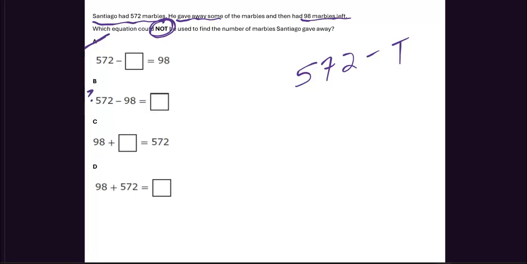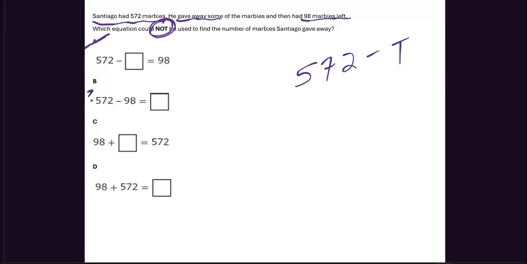Okay. C, 98 plus blank equals 572. We know in an addition, the total needs to go after the equal sign. And it does that here. So let's leave that one alone. Let's go to D. 98 plus 572. We know that's out because the total should be after the equal sign. So D is out. Is it? I don't know. Think about it. Right. It's not out because it wants to know which one you could not use.